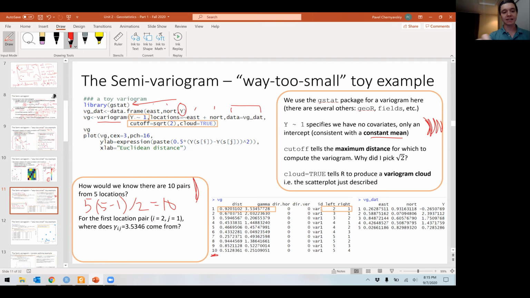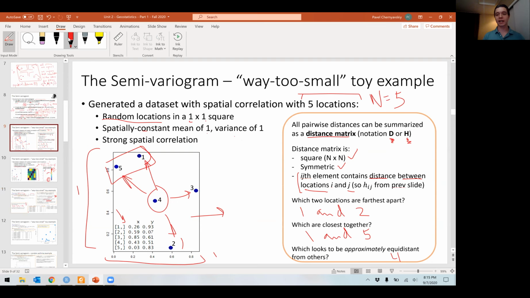Cutoff equals square root of 2. Cutoff is a very important parameter inside of a variogram because it tells R what is the maximum distance for which to compute the variogram. Very, very important. I'm about to show you, a little bit later, why that's the case. Why did I pick square root of 2? Well, remember, I had a 1 by 1 square. The maximum distance in a 1 by 1 square is the square root of 2.